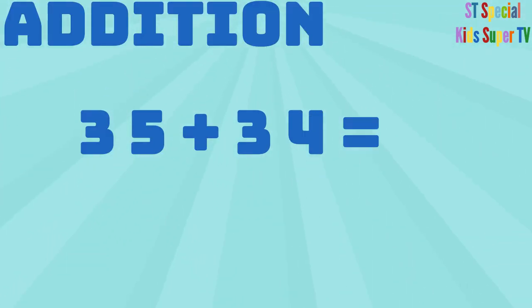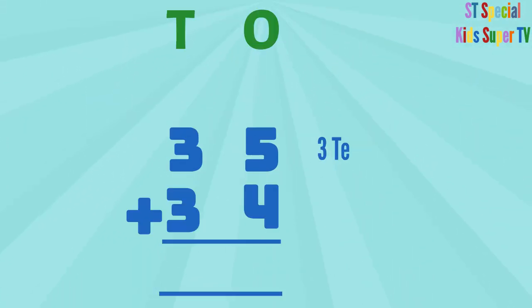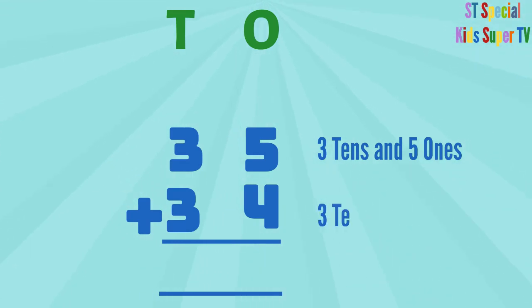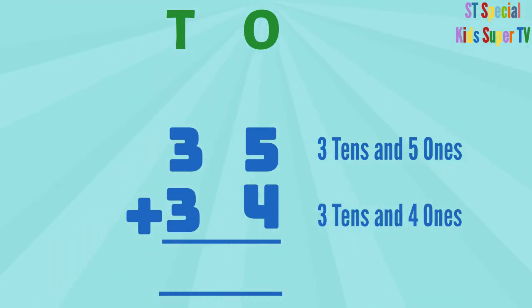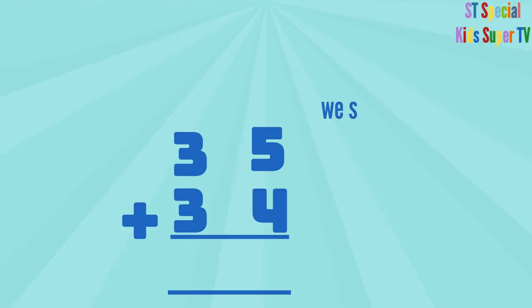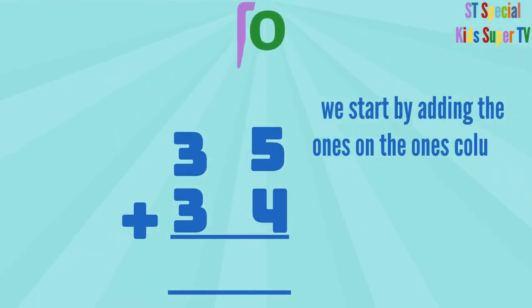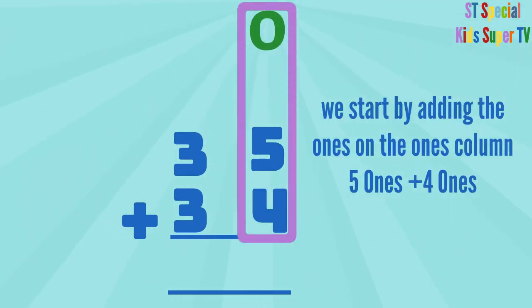Let's calculate 35 plus 34. 35 has 3 tens and 5 ones, while 34 has 3 tens and 4 ones. We start by adding the ones on the ones column. 5 ones plus 4 ones.